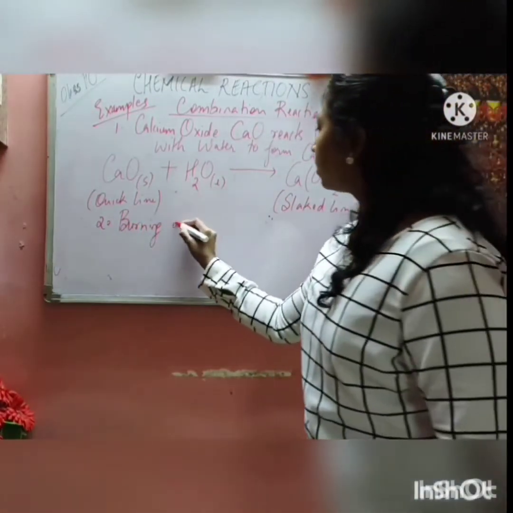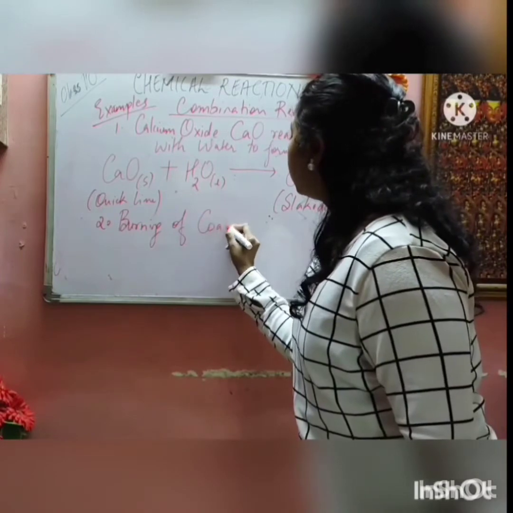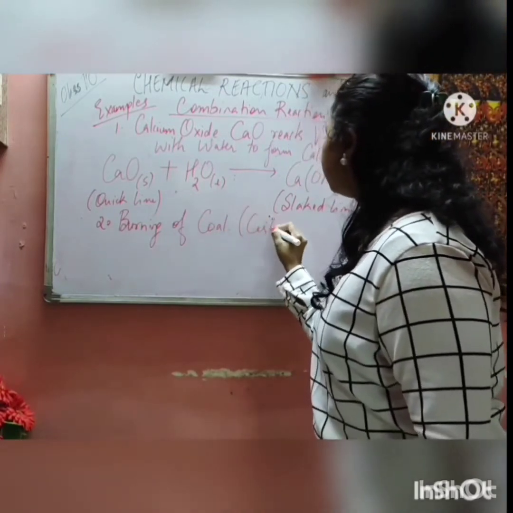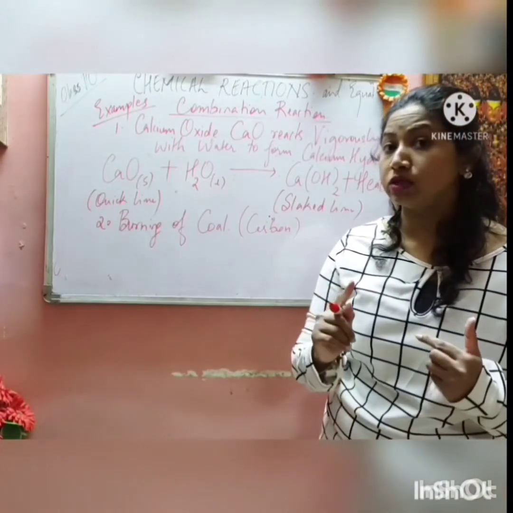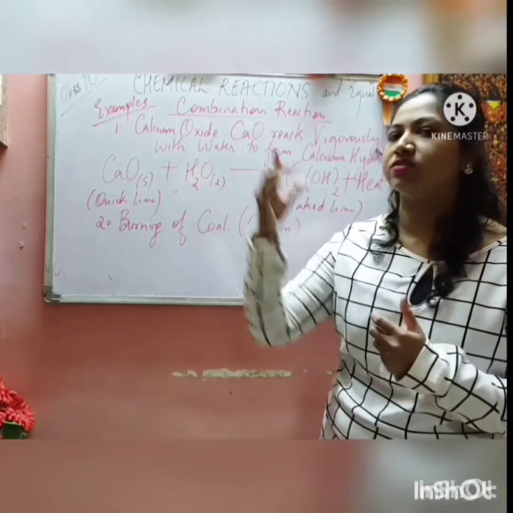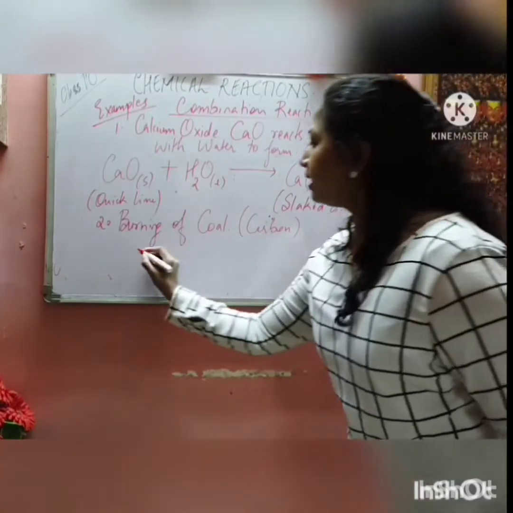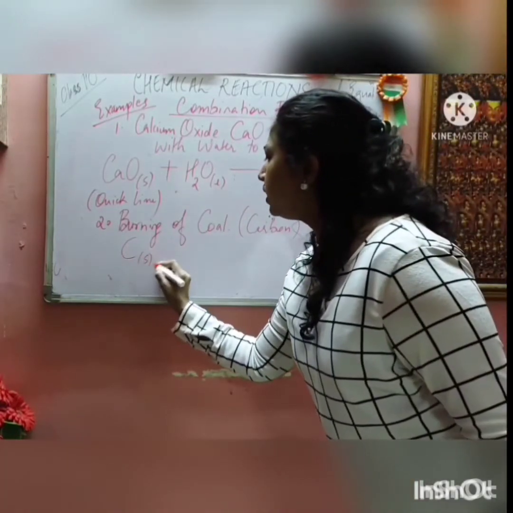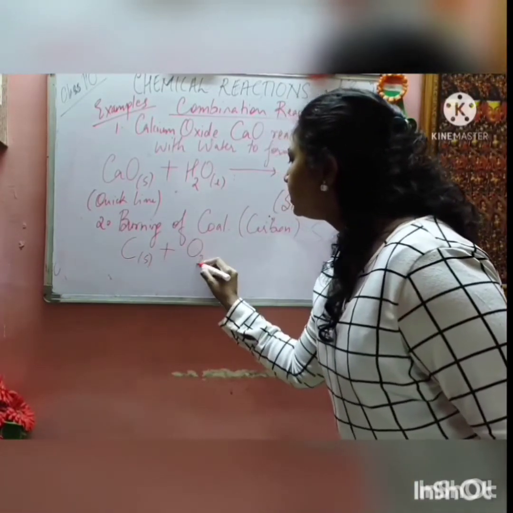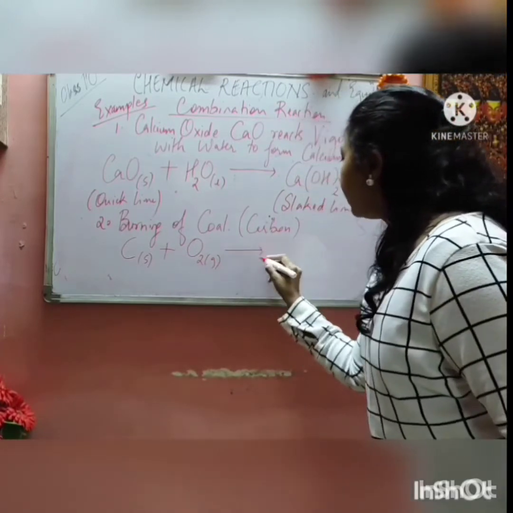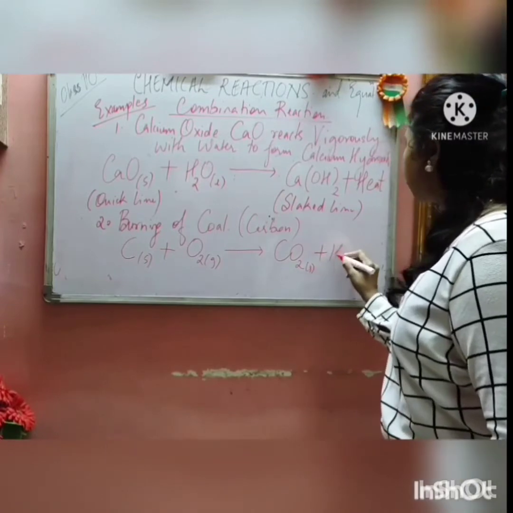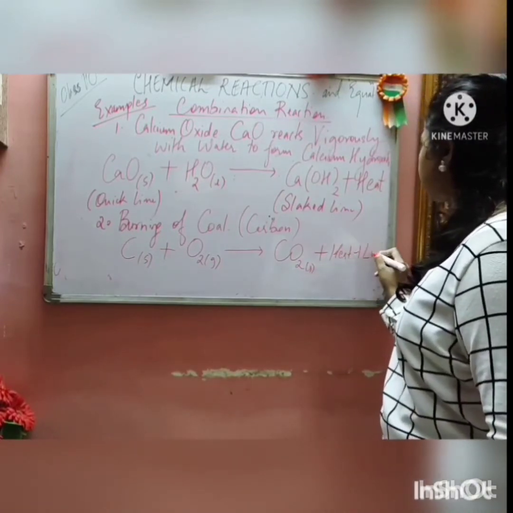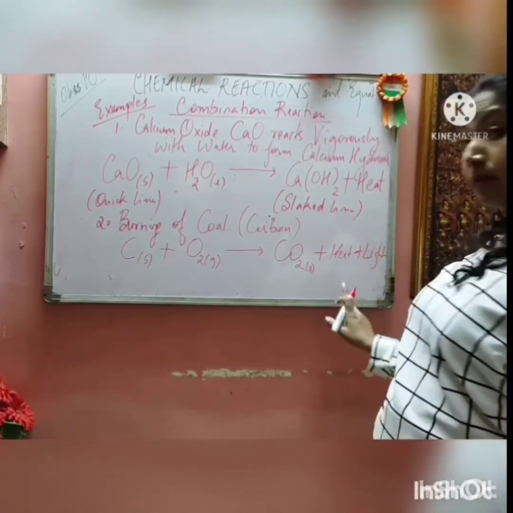Second example is what? Burning of coal, means carbon. I have said in the last video, burning means what, guys? Burning means something is reacting with oxygen in air. That means carbon, which is solid, is reacting with what? Oxygen. And what you get is carbon dioxide plus heat and light. Remember, heat.